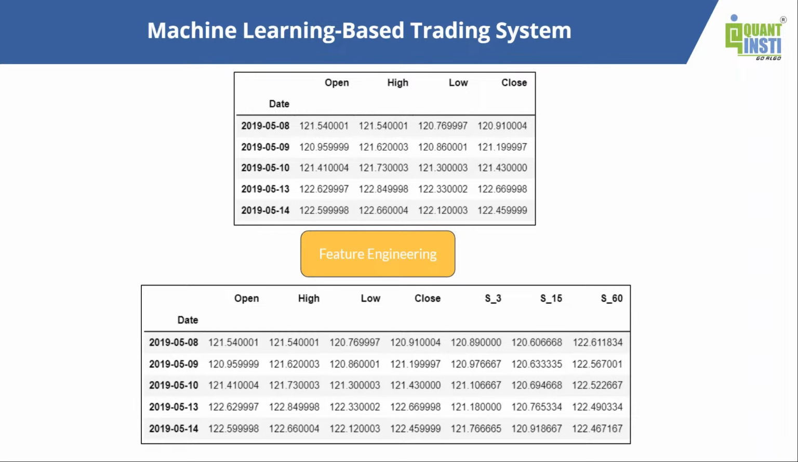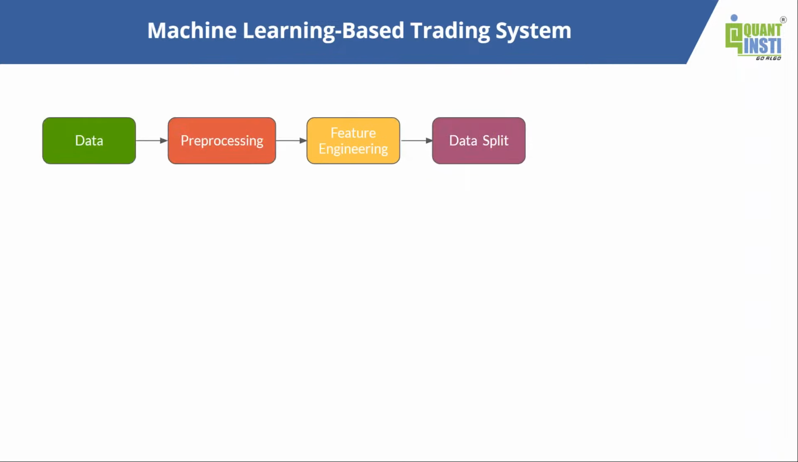We're going to see an example as we move forward. We're going to go to the notebooks, see the Python code, and see what features are used there. But this is just to give you an idea of how a typical machine learning based trading system is structured. And the next step would be to split the data.